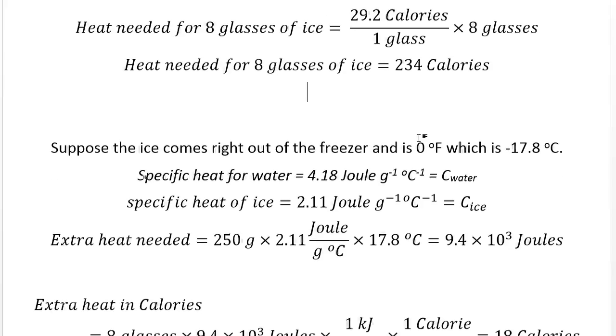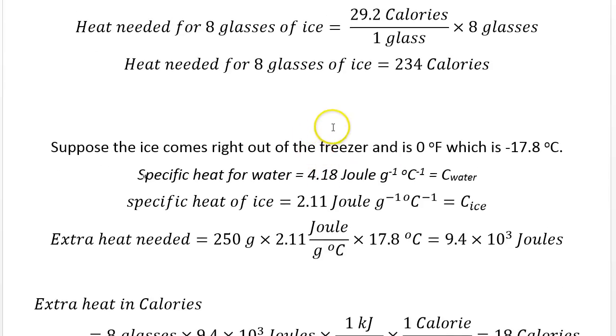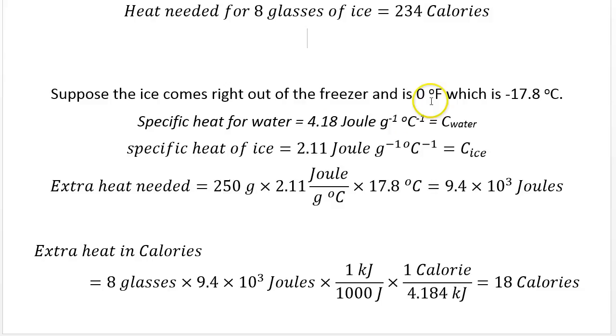You could make it a little more interesting. Suppose the ice comes right out of the freezer and is 0 degrees Fahrenheit, which is the temperature of my freezer. So your ice is not at its normal melting point. It's 0 degrees Fahrenheit, which is minus 17.8 degrees Celsius. Interesting about this, the specific heat of water is 4.18 joules per gram degree Celsius, but the specific heat of ice is only about half as much, 2.11 joules per gram degree Celsius.